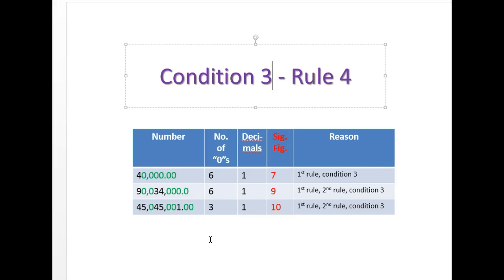In the third one, we have 5 zeros, and we also have 5 numbers. So that leaves us with a significant figure count of 10, and all of them do have 1 decimal place. Alright, so there you have it. The three conditions of rule number 4 for significant figures.